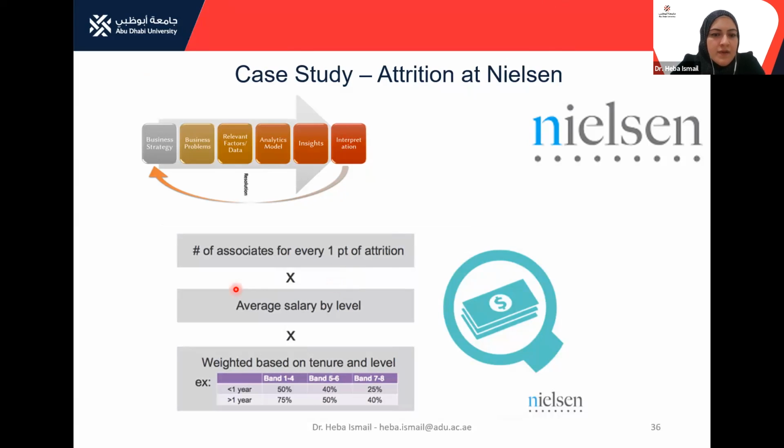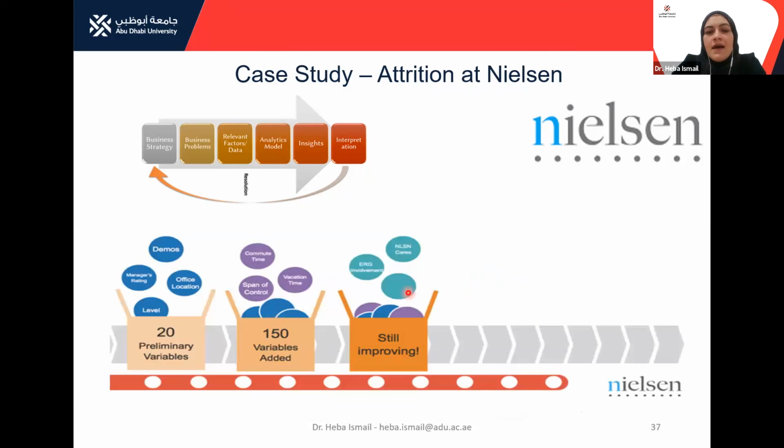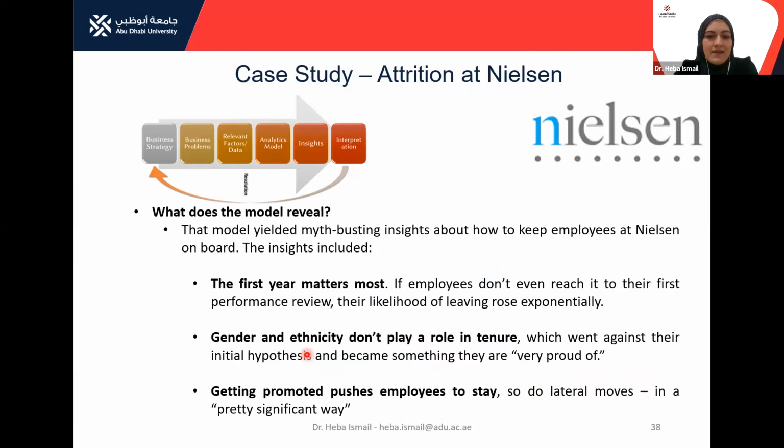Okay, so they've put this into their model, the formula used to calculate the cost of attrition at a single point in time. And they started fine-tuning the model. By fine-tuning, we mean trying different combinations of data, trying different combinations of variables or attributes that we think could be relevant or associated with the problem in question. So starting with the 20 preliminary variables, they continued adding more and more until they reached like 150 variables, and they are still improving.